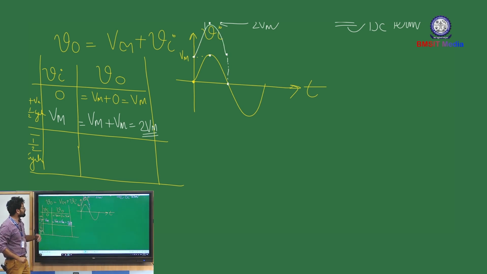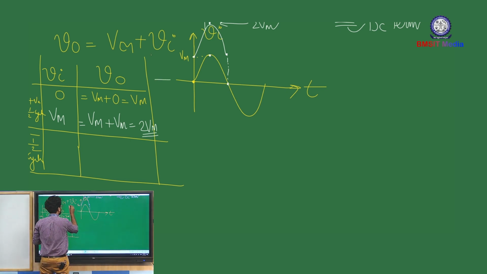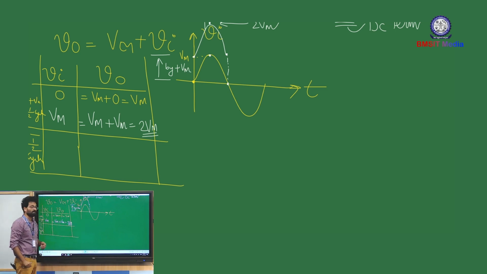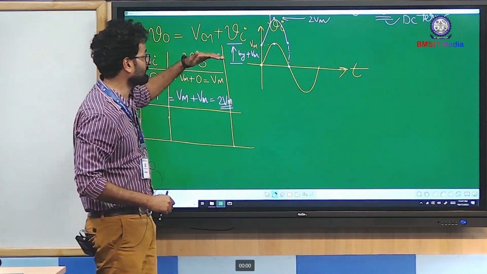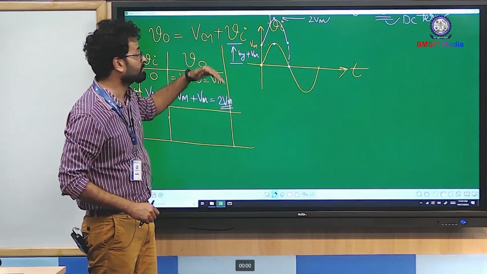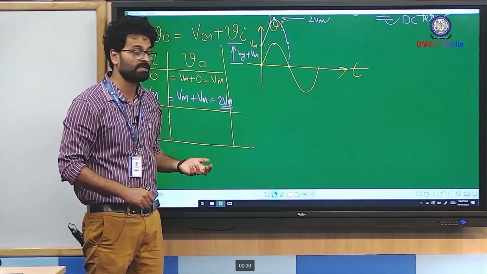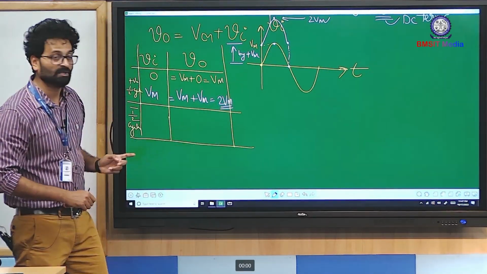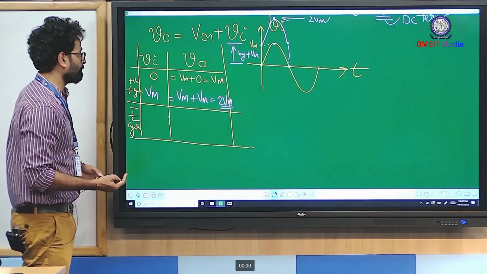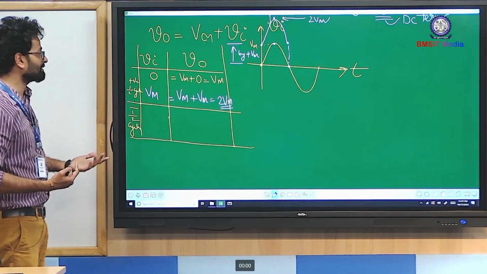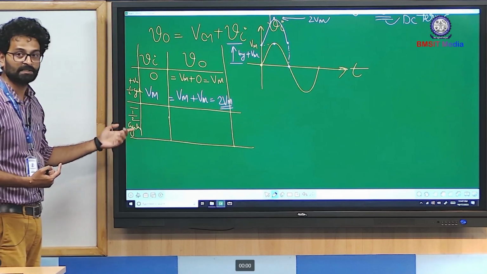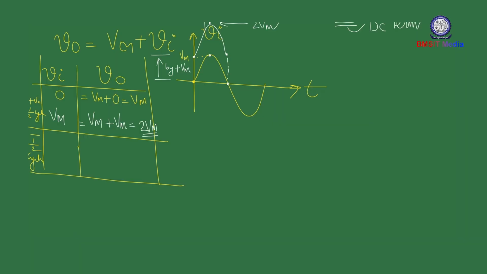You can clearly observe that your output waveform is being shifted upwards by plus Vm volts. So your output is getting shifted in the upward direction. Upward movement is considered as positive sense, hence the resultant clamper is called a positive clamper. And you can understand the status of the output with the help of this table itself.